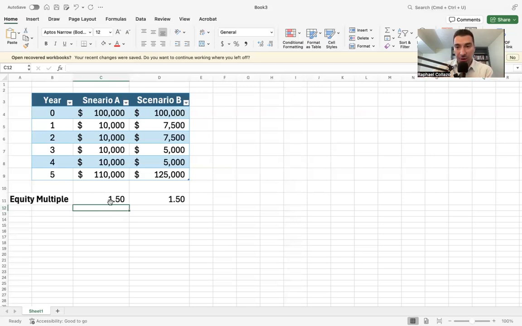Now, a metric that we're going to follow in probably our next video is internal rate of return, and the internal rate of return of these two values are actually going to be different, and we'll explain how that is the case.